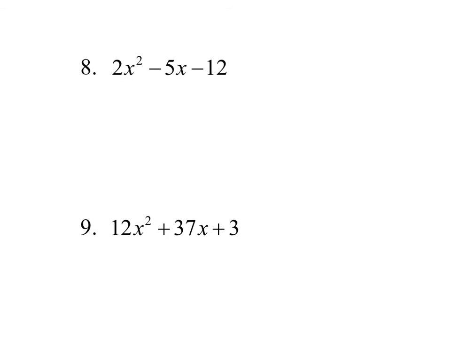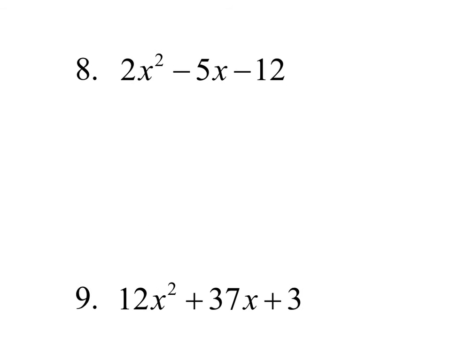All right, let's look at this one. Number 8 here. I do not have anything in common. Two of them are even and the other one is not. And I don't have any 5s in the others. Okay, so we're going to have a prime. So it's 2x, x. Okay, and then I need factors of 12 that subtract to 5.